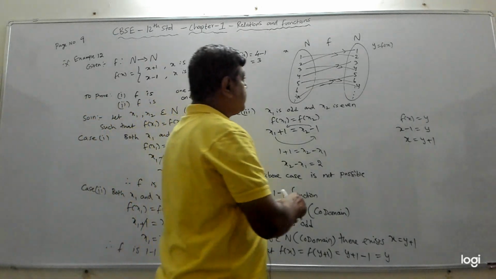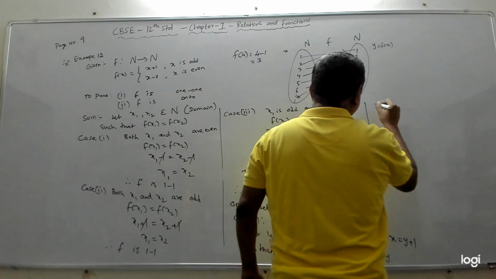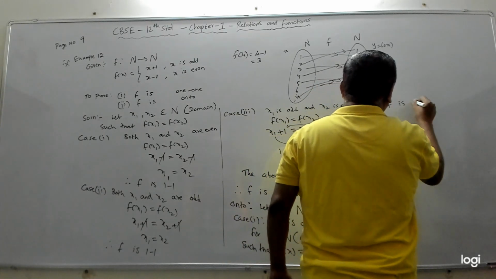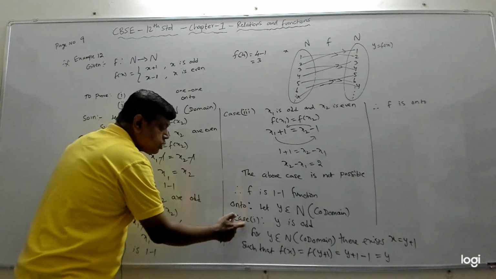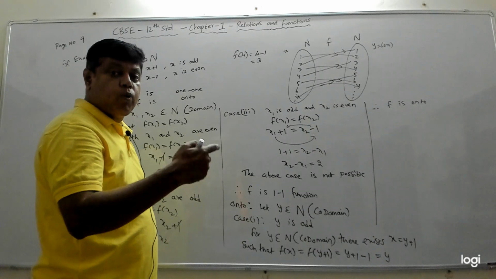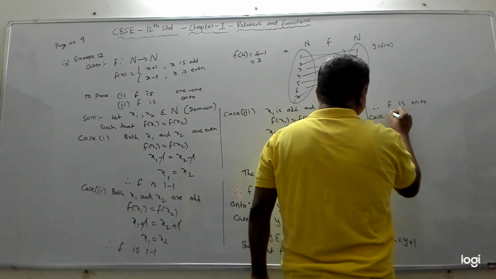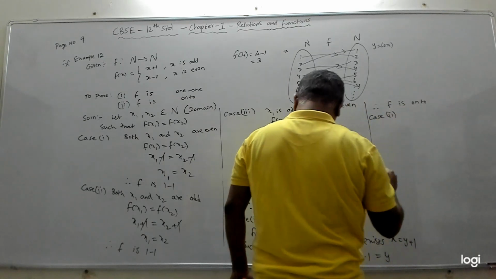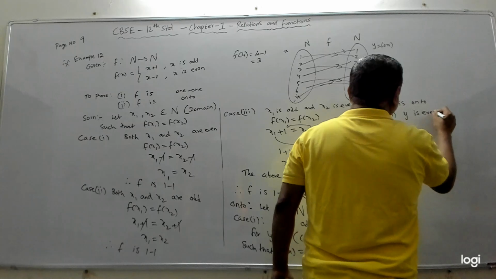So therefore we can say, I'll erase this and put the line here. Therefore f is onto for the case 1. Now we have to show that f is onto for the case 2, where y is even. So case 2 is y is even, y is an even number.